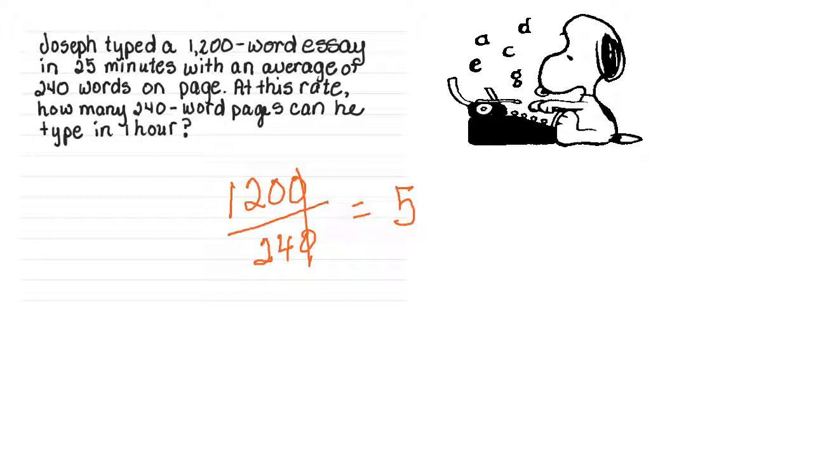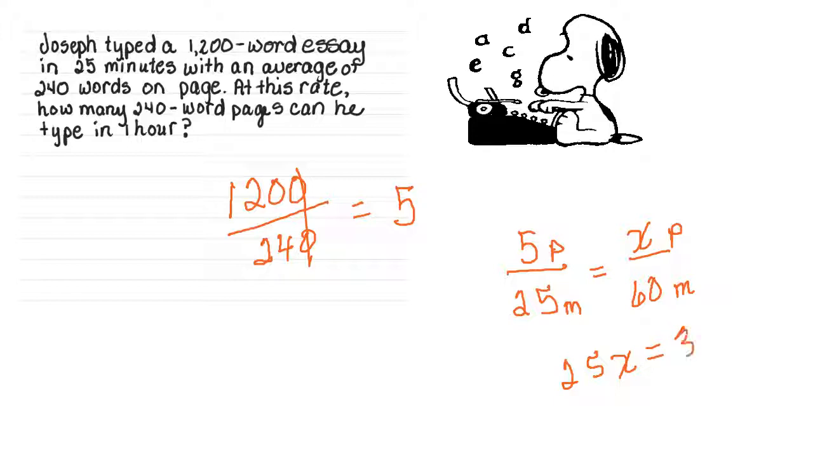Now I'm going to figure out how many 25 minutes are happening in an hour. So if I could do 5 pages in 25 minutes here, then how many pages are we going to do in 60 minutes? Okay, so this is going to be a cross multiplication. We got 25x equals the 300, and x is going to equal 12. That it does.